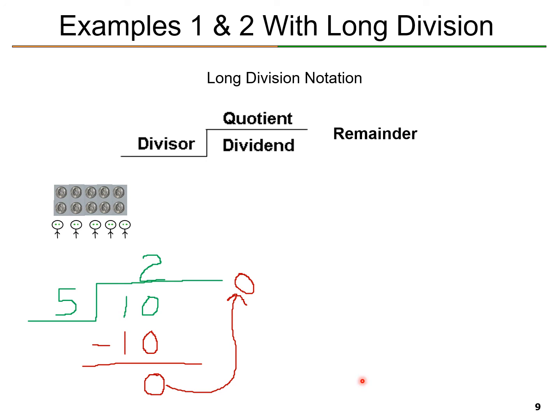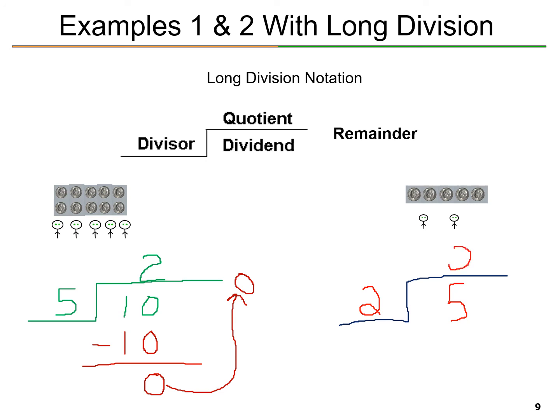Okay, so let's go to example 1. Okay, in example 1, let's go ahead and write the division, long division symbol. Here the divisor was 2. The dividend, or total number of items, was 5. At this point, we ask ourselves, how many times would 2 go into 5? Well, 2 would go into 5 two times. So we put a 2 here because 2 times 2 is 4.